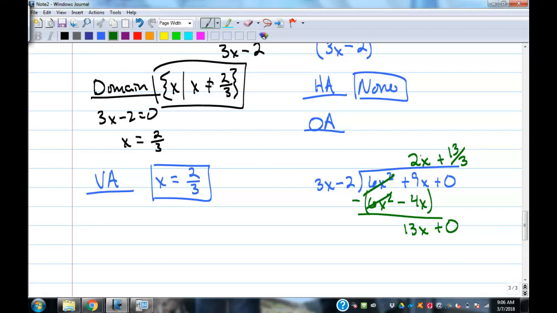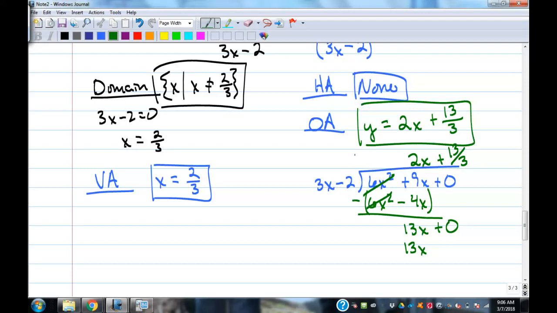So distribute that out. There's 13x. Do we need the remainder? No. As long as we know that that's going to get us that part, the remainder doesn't matter because we're only finding the oblique. Is this a slope intercept? We're done then. So you don't have to go through the whole rigmarole of finding the remainder because it doesn't matter. All right. So y equals 2x plus 13 over 3. There's our oblique.